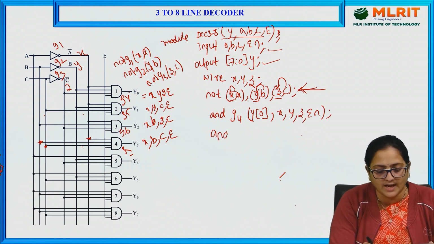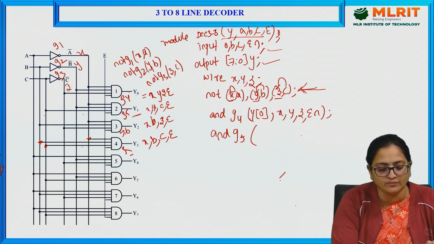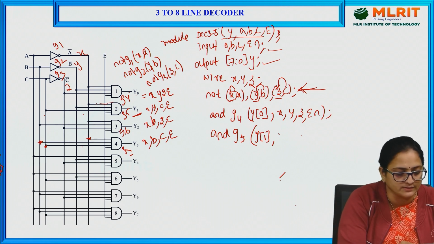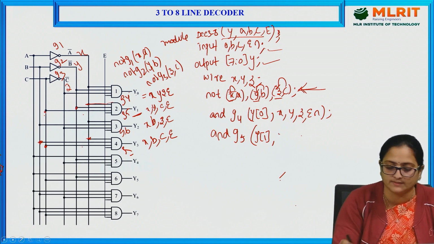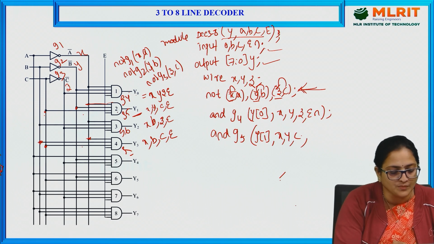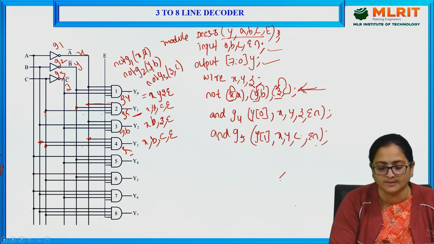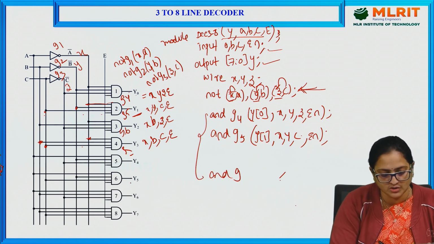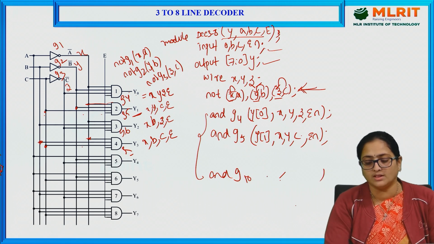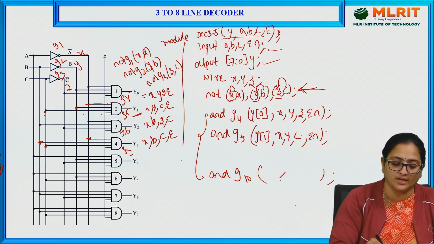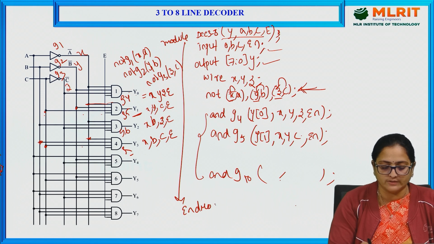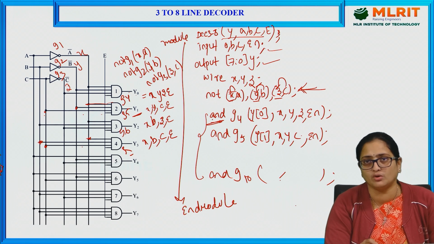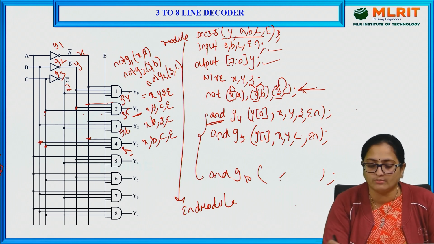And the other gate AND G5, the output of this G5 is Y of 1 and inputs connected are, see here, X, Y and C, connected with the enable pin. In this way, you can write till G7, G8, G9, G10 for all the AND gates, and this module can end with the keyword called end module, or else simply you can call a single primitive for single time, and you can give all the combinations here.